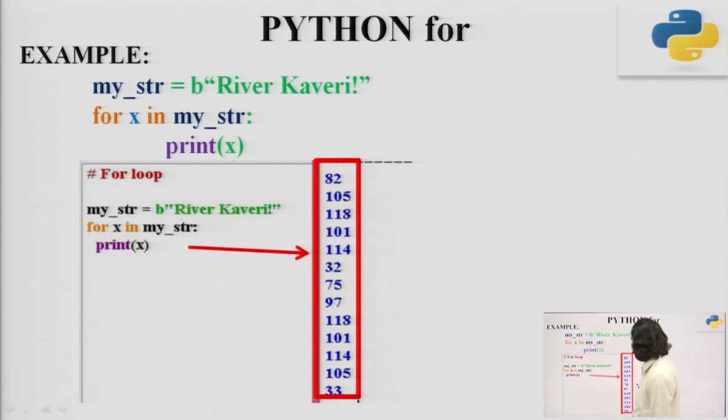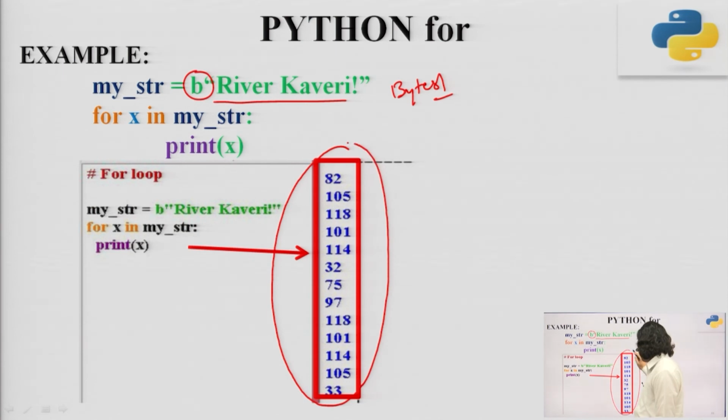Now, look at this one. What do you mean by this? Yes, this is bytes. So, bytes are also considered iterable objects, and the output of iterable objects can be seen very easily by using a for loop.